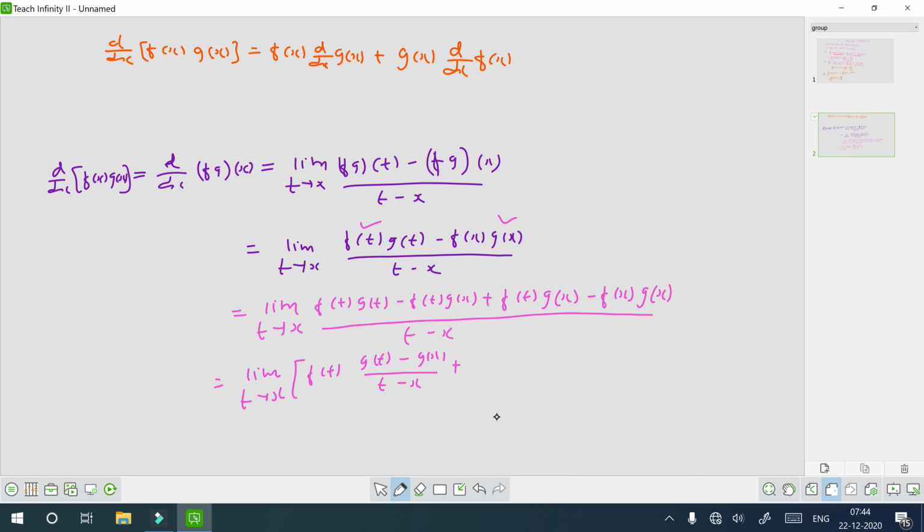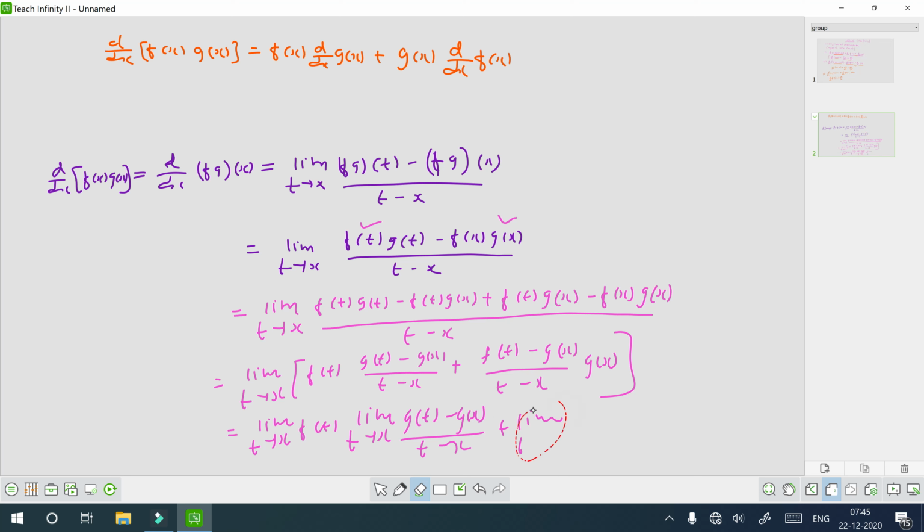Then f of t minus f of x over t minus x into g of x. Yes or no? In this way we can separate it. Now give limit to every term as per working rule of limit. Limit t tends to x, f of t, limit t tends to x, g of t minus g of x over t minus x plus limit g of x, constant quantity. You can take it outside, also you can give the limit.